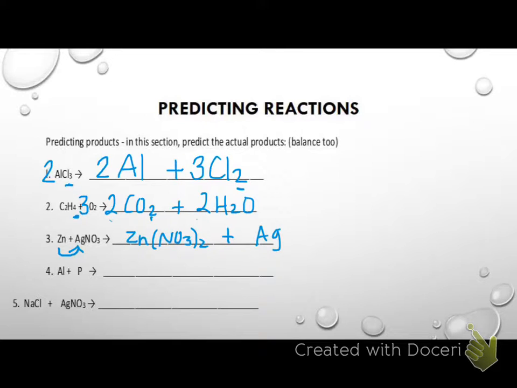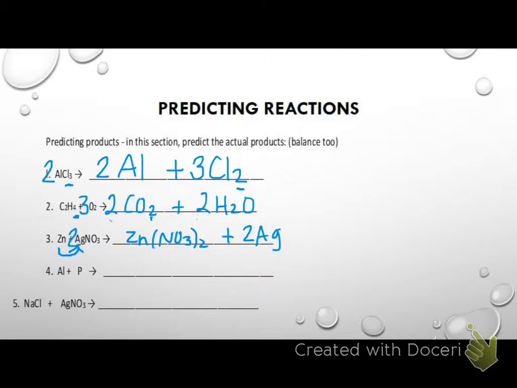Remember, we treat our polyatomic units all as one thing, like right here. And so I'm going to say I have 2 nitrates there, so I'm going to need 2 nitrates there. And then that's going to force me to put a 2 there for silver. The next one is aluminum plus phosphorus.